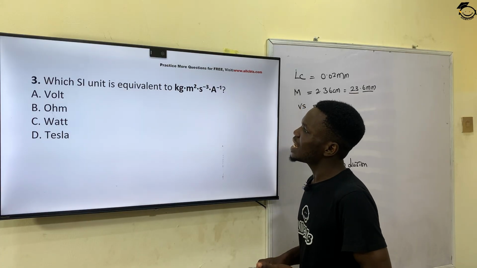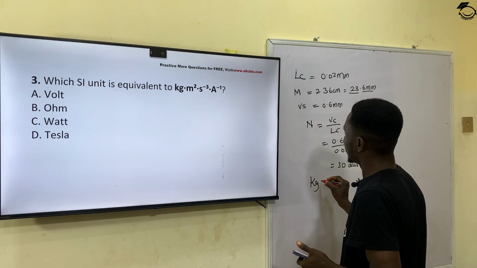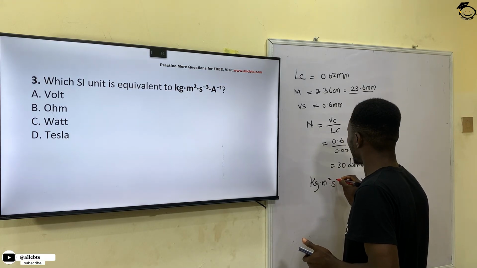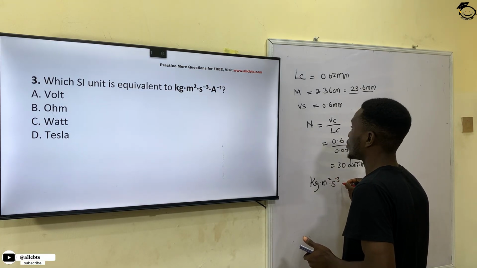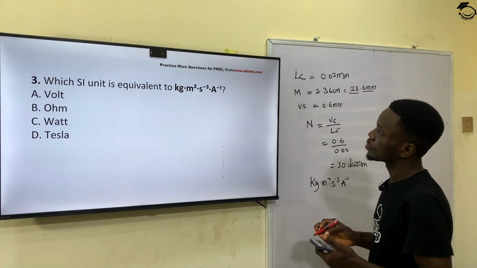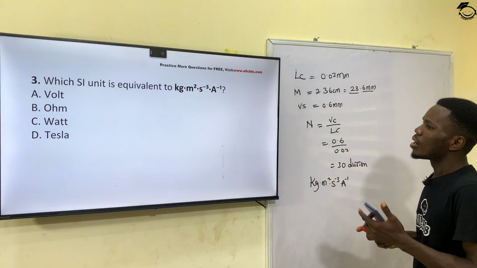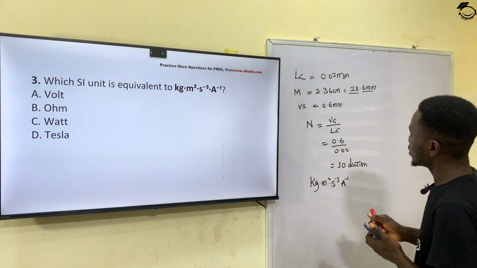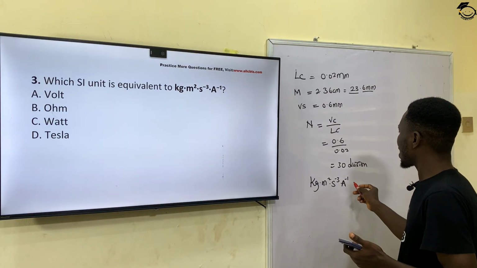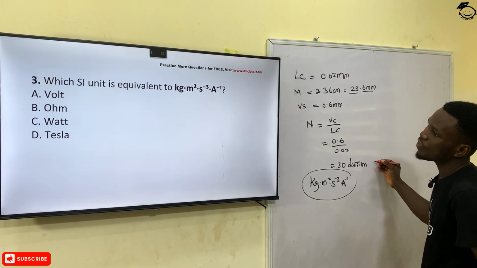It says, which SI unit is equivalent to kilogram meter squared per seconds cube per ampere? Looking at this, they are talking about different quantities, and if you look at all of the options, you have to find the one that has to do with this. So let's start with the first one.